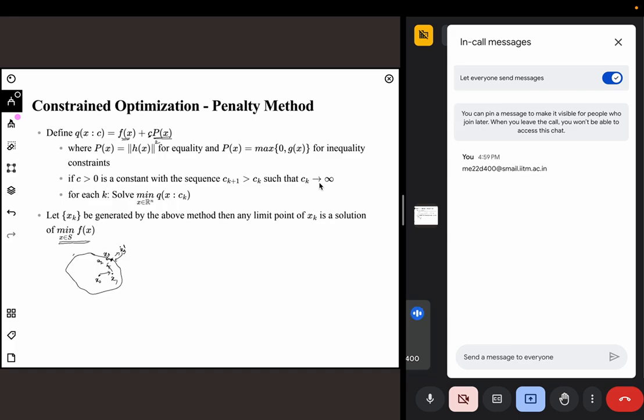So say for example, if you consider this is my domain, I am at some point xk. What line search tells you is I have to move to x1.